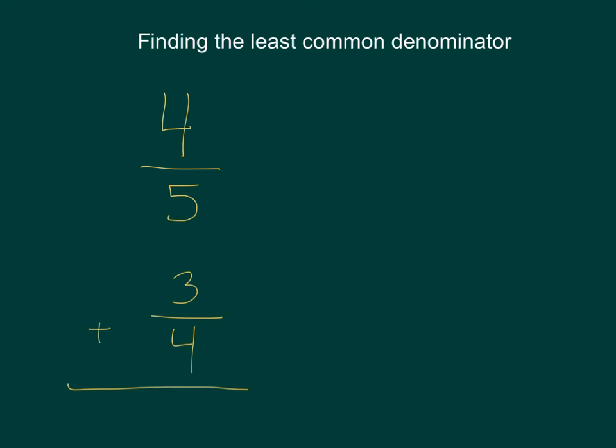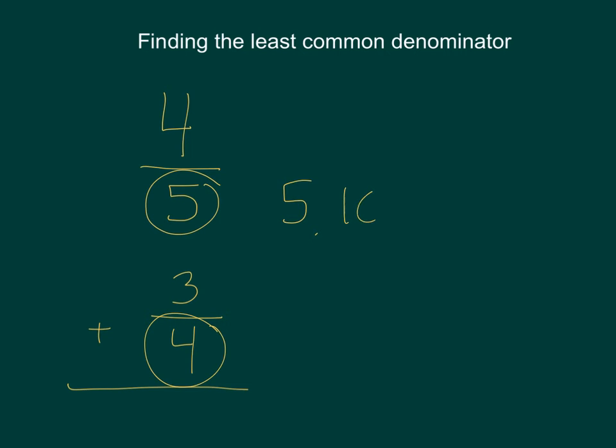I need to find the least common denominator that 5 and 4 have in common, because I need to change this denominator. I cannot be adding 2 fractions that have different denominators. They must be the same. So I need to find the least common denominator. So what I'm going to do is list all the multiples of 5. So let me show you how to do that.